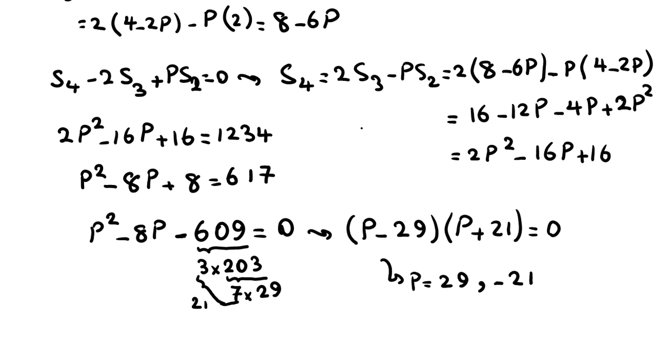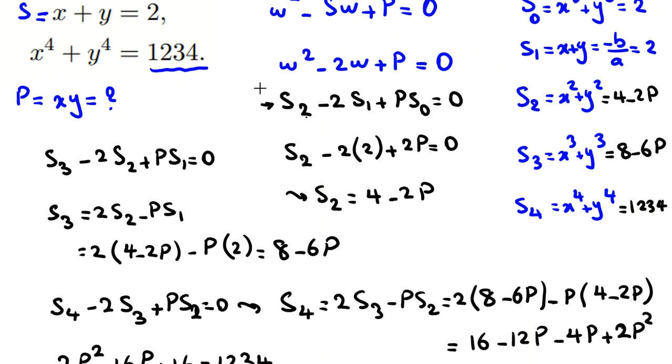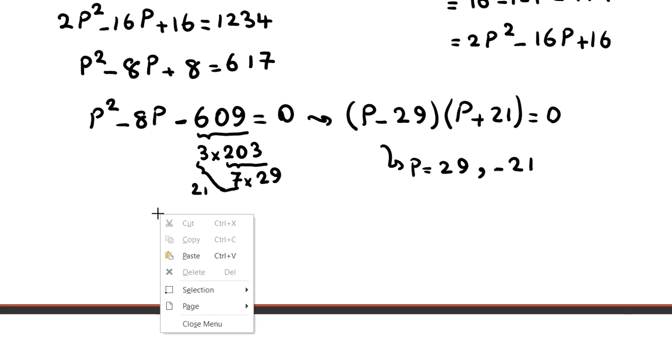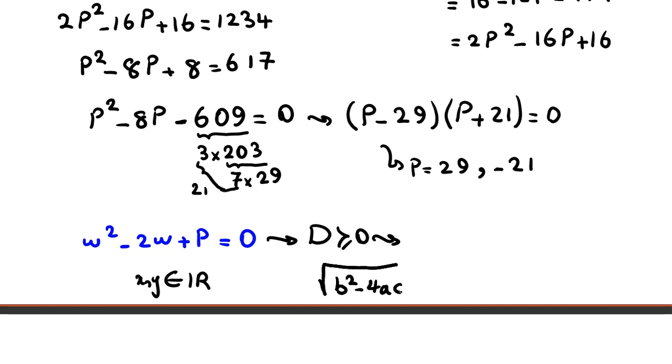Now we should check. Our equation is this quadratic equation we've created, whose roots are x and y. Because x and y are real numbers, the discriminant should be greater than or equal to 0. The discriminant, as I explained in the first part, is the thing inside the root, b squared minus 4ac. If it is negative, x and y are complex numbers, but x and y are real numbers from the assumption of the problem.